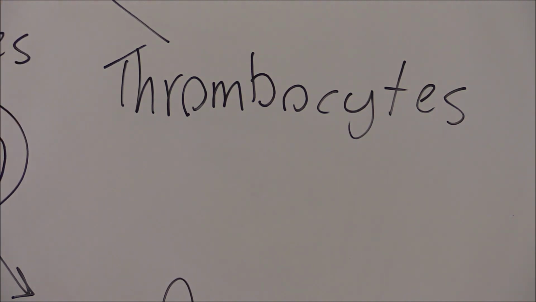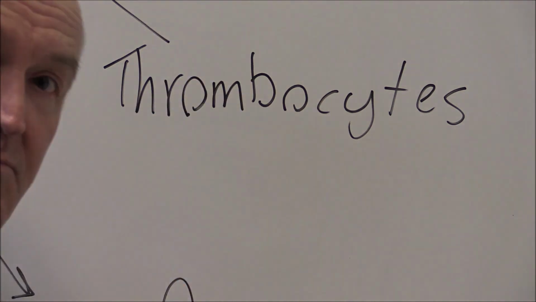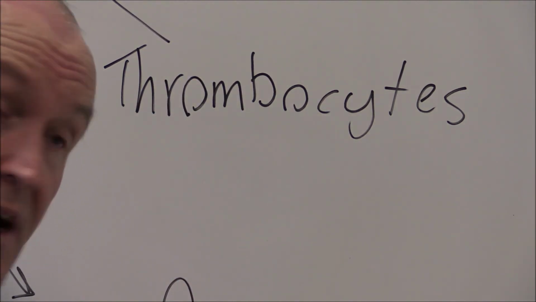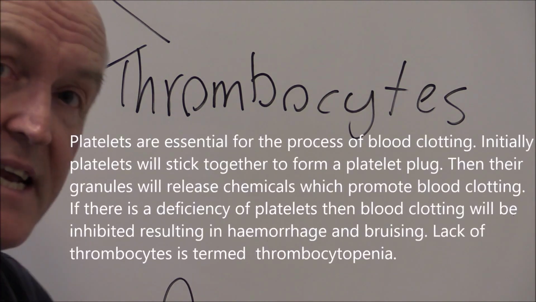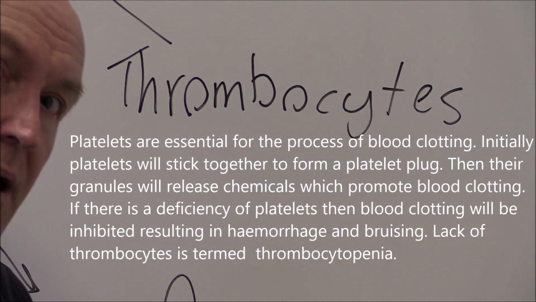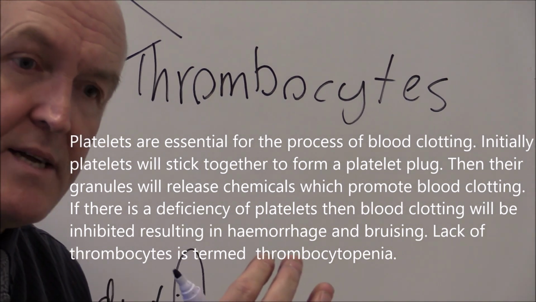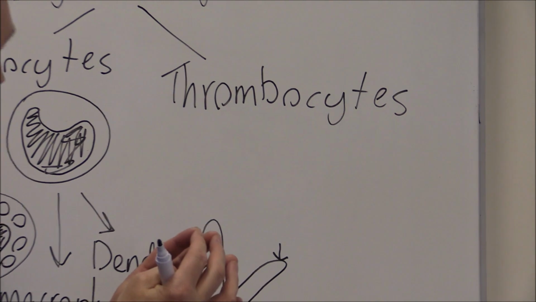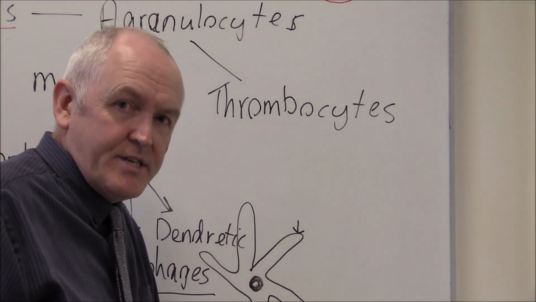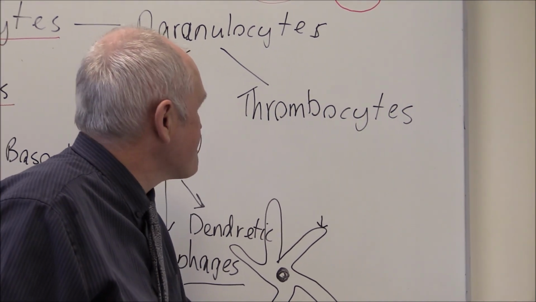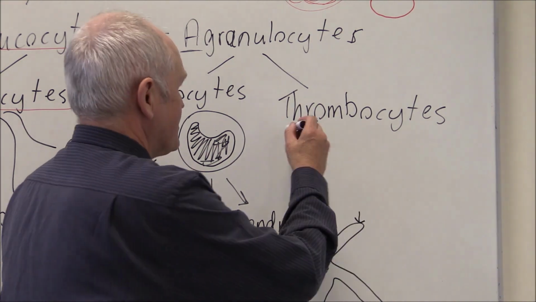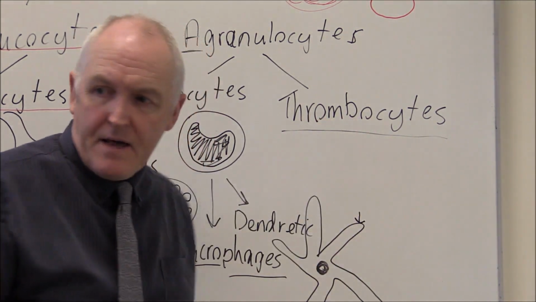And these are absolutely essential for the process of blood clotting. So if a blood vessel is cut, first of all the platelets or the thrombocytes will come together to form a platelet plug, to form an initial hemostasis, and then they can initiate the full coagulation cascade to cause full blood clotting. So the thrombocytes are absolutely essential in that process.